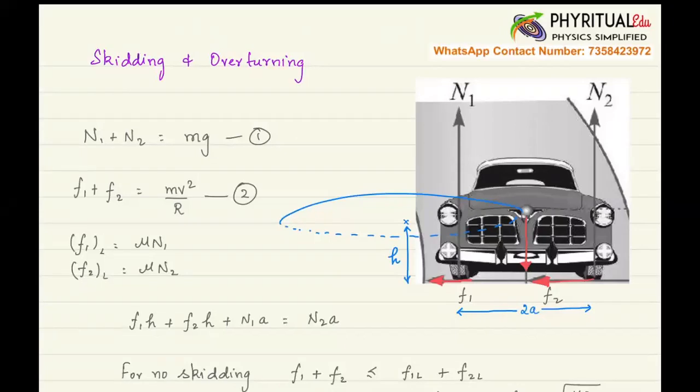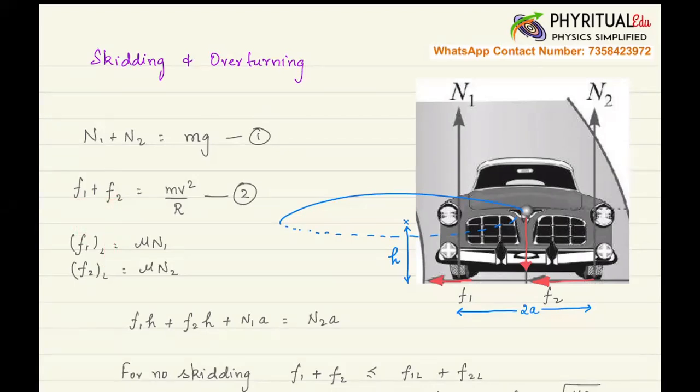Now if we consider vertical equilibrium, we can say that N1 plus N2 will be equal to mg, first equation. And the friction forces acting on the two wheels, I'm calling F1 and F2, should be directed towards the center. It is that force which provides the necessary centripetal force. So F1 plus F2, the net force towards the center, should be equal to mv square by r. And also, limiting values: F1 cannot exceed mu N1 and F2 cannot exceed mu times N2.